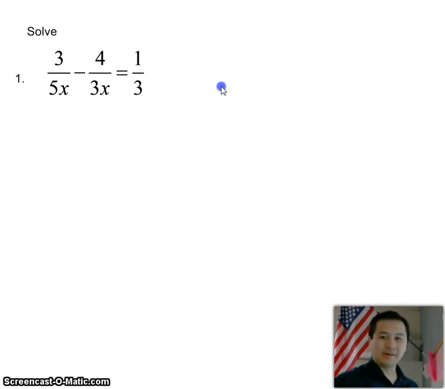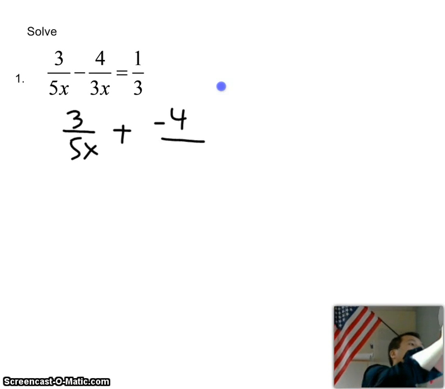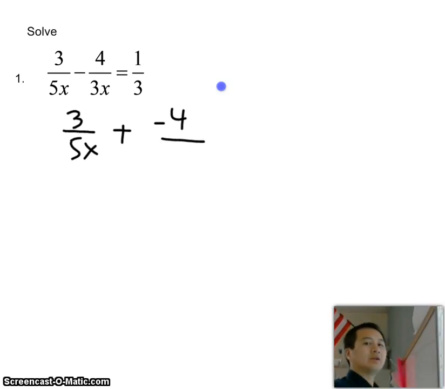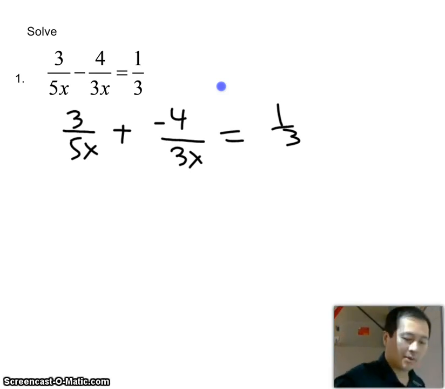Alright, first way, combine the fractions together to be one fraction. Let's take a look. 3 over 5x plus a negative 4. Remember, change it to positive, make the numerator negative. 3x equals 1 over 3. How do you combine these two fractions together? You need a common denominator.